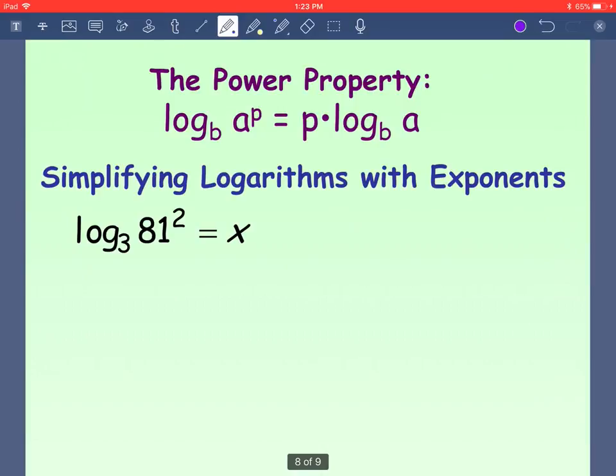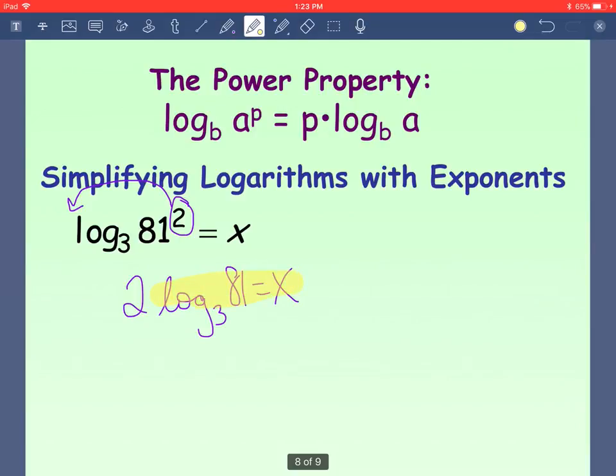And we could square 81 and then put that in exponential form and try to solve it, but 81 squared is a big number. So what we can do is pull the 2 out to the front and say that it's 2 times the log base 3 of 81 equals x. And now what I can do is solve this log right here and then just multiply that by 2.